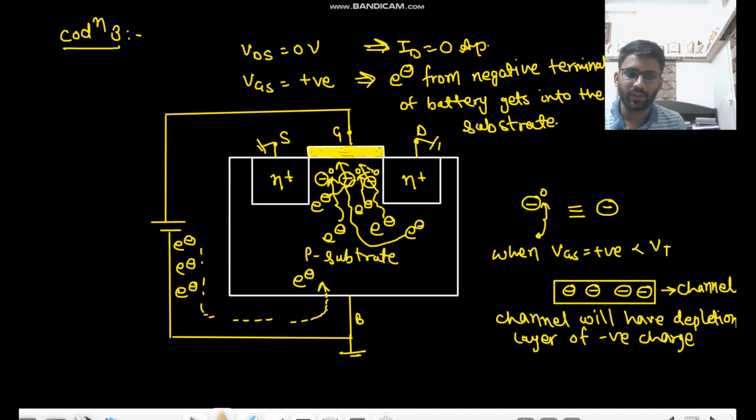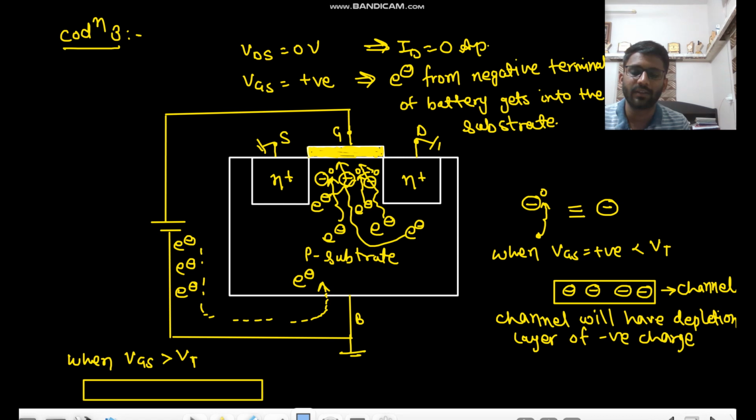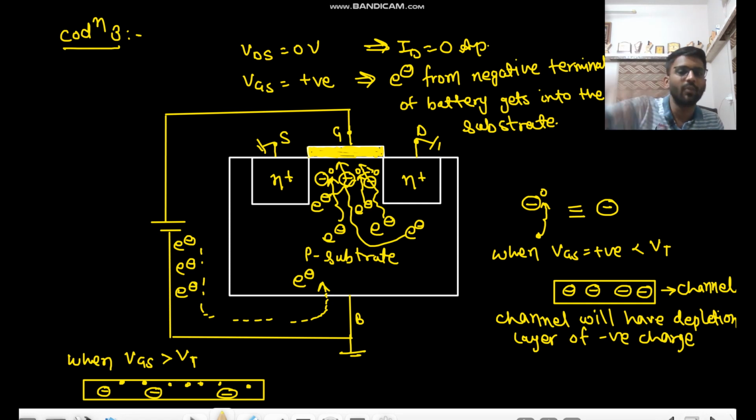And when VGS is greater than VT, this is how your channel will look. It will have these, but it will have the charge carriers too. These electrons will get accumulated, we can say, near the oxide layer. In the channel near the oxide layer, we will have some electrons, but the current will not flow.